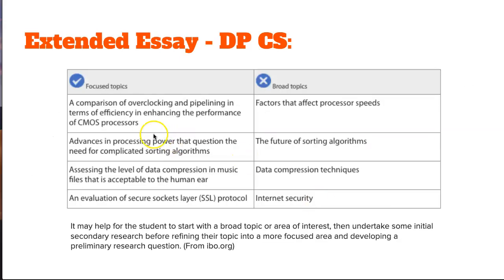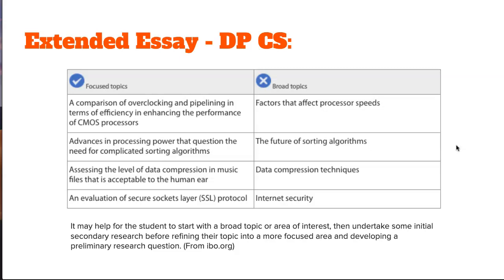So if we think about our research questions, you can take a look at this. This is, again, right from the IBO, but you can see the difference where, I'll just read this one here. You might talk about advances in processing power that question the need for complicated sorting algorithms versus the broad topic, the future of sorting algorithms. So again, when you actually come up with your research question, which this isn't the place to get into that, you want a focused question.